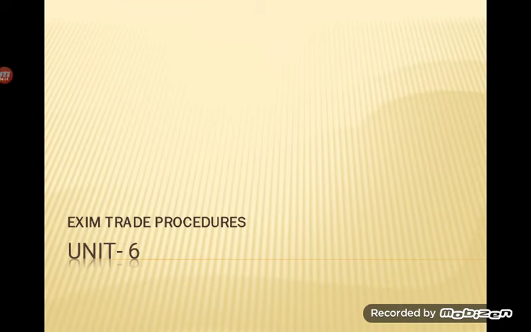Welcome to online classes. This is the last unit, that is sixth unit in our syllabus, that is exim trade procedures. Under this particular unit we are going to discuss the procedures that are followed in exim trade, that is export and import trade, plus the financial institutions that are supporting the growth of exim trade from India, and also a few other topics like foreign exchange rate determination. Then we are also going to discuss the balance of payment aspect. So let us start this particular unit with exim trade procedures.